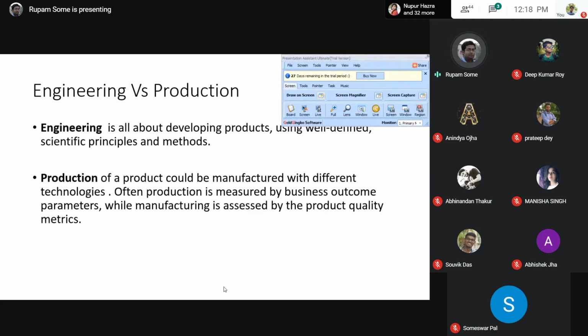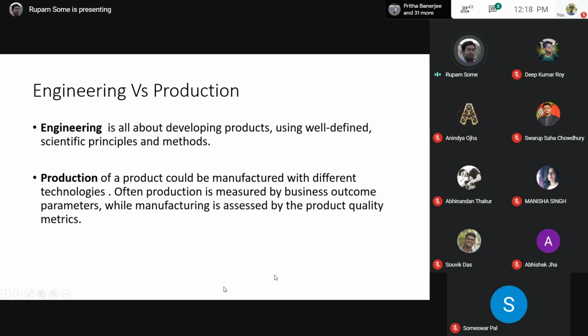Production lines, on the other hand, will be considering the blueprints as proposed by the engineers, or whatever plan or schedule you have. Considering this, they will start developing the particular product. Often products are measured by business outcome parameters, while manufacturing is assessed by product quality metrics.